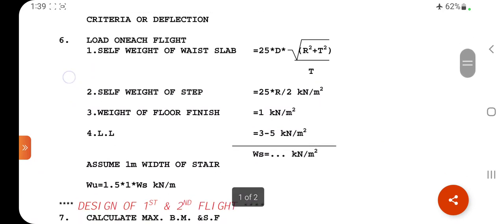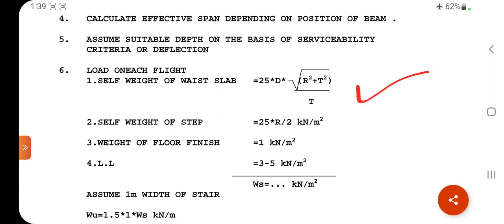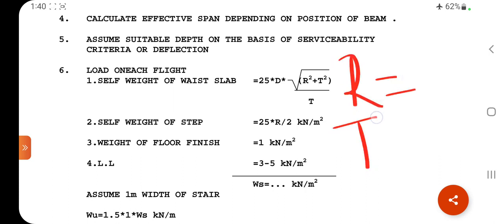Then we calculate the load on each flight. The first load which is acting on the flight is nothing but the self weight of the waist slab, which is equal to 25 into D into under root of R square plus T square divided by T. Now what is R and T over here? R is equal to size of the riser and T is equal to size of tread.